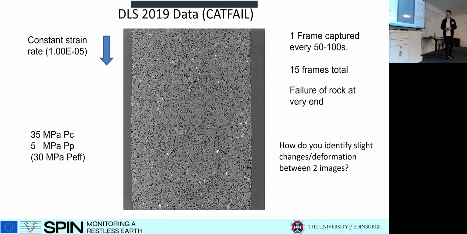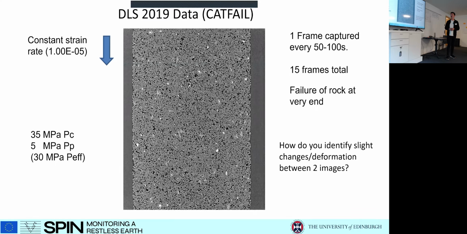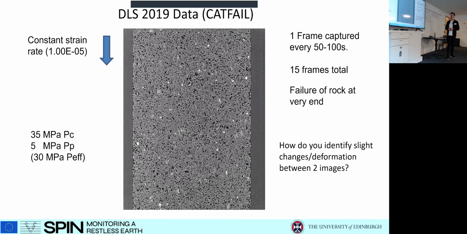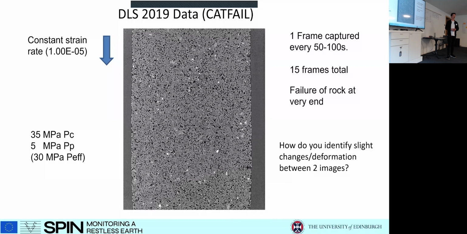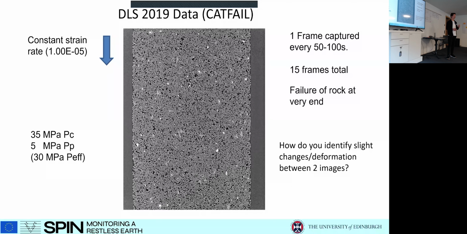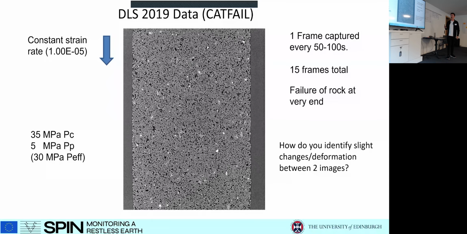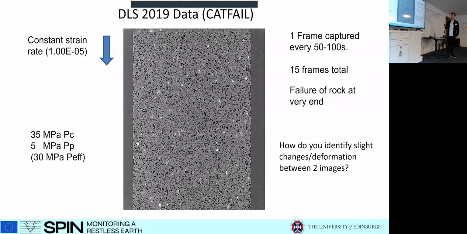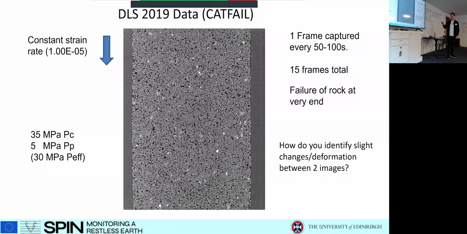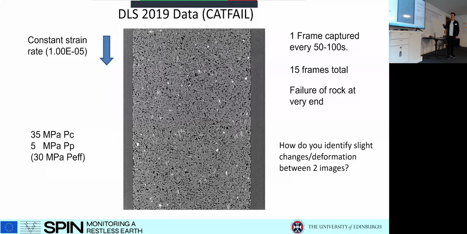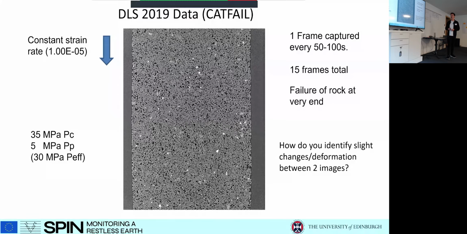So I've been working with some data that's been previously collected at a synchrotron by a postdoc who was a postdoc at Edinburgh, Alexis, and she worked at the CatFail project in 2019, or the Catastrophic Failure project. And in these experiments, she took a wide variety of samples to a synchrotron and loaded them until failure while capturing images. In this particular gray Berea sample, she applied a constant strain rate at a hydrostatic pressure of 30 megapascals and took 3D tomographies every 50 to 100 seconds.